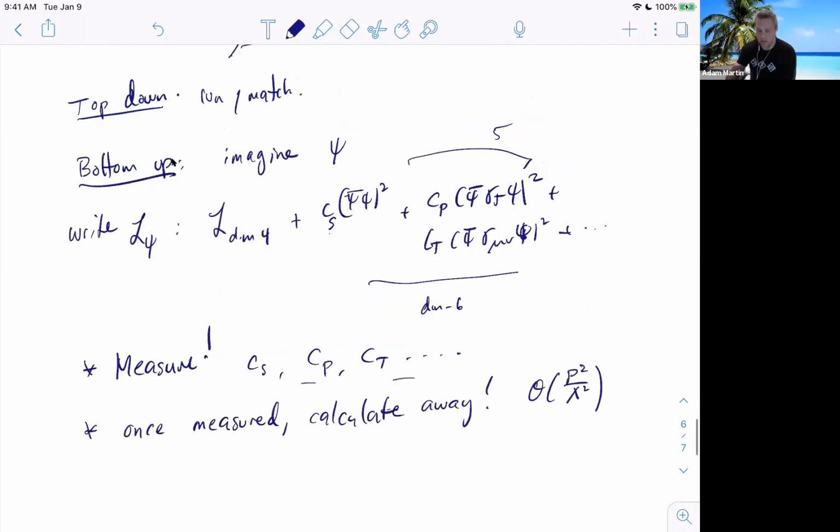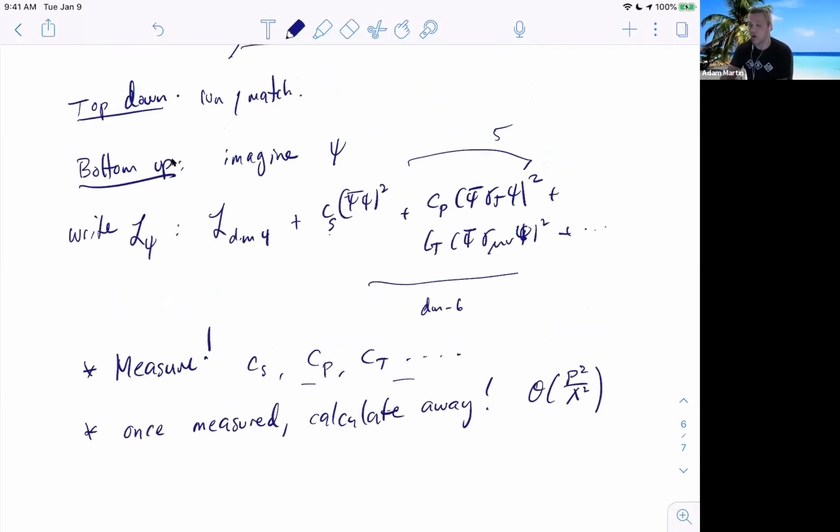Not only can we imagine this in a scenario where I don't know the UV theory, but what if the matching's impossible, right? If I have a theory of pions, I'm not going to look at some QCD graphs with quarks and gluons and calculate what is CS. It's a strongly coupled theory. I can't go do that. I can, however, take measurements of pions, infer what those higher dimensional couplings are, and then go ahead and calculate.